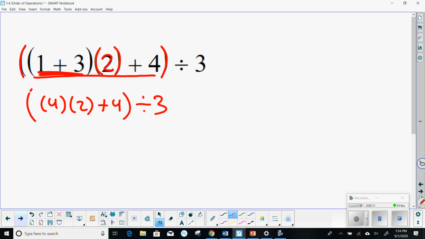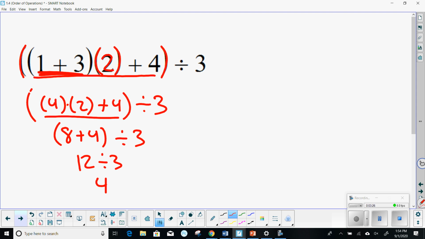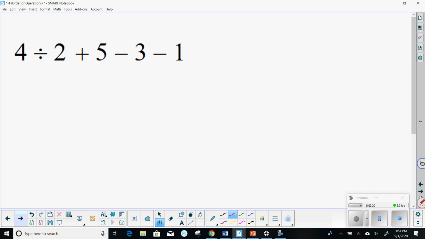Okay, now I'm going to keep going on the inside of those parentheses. 4 times 2 is 8. 8 plus 4 is 12. And now at the very end, I do the division. So I take that parentheses and simplify it all the way down before we go on.